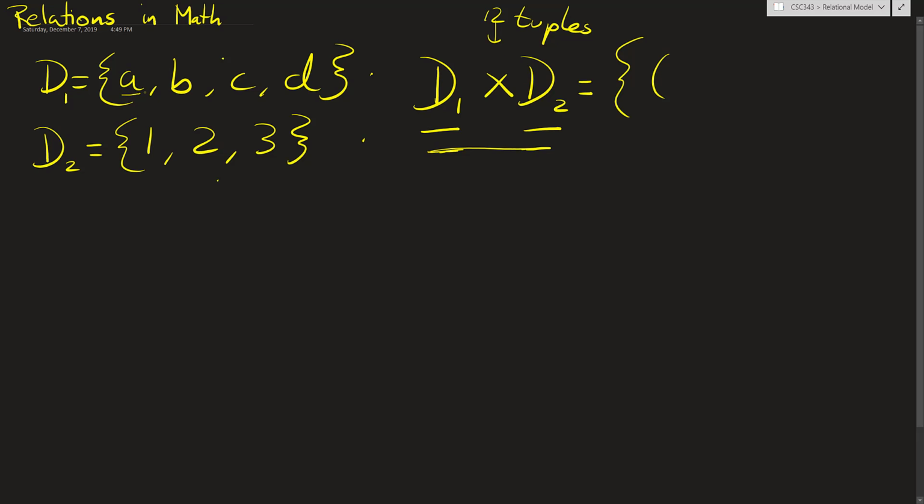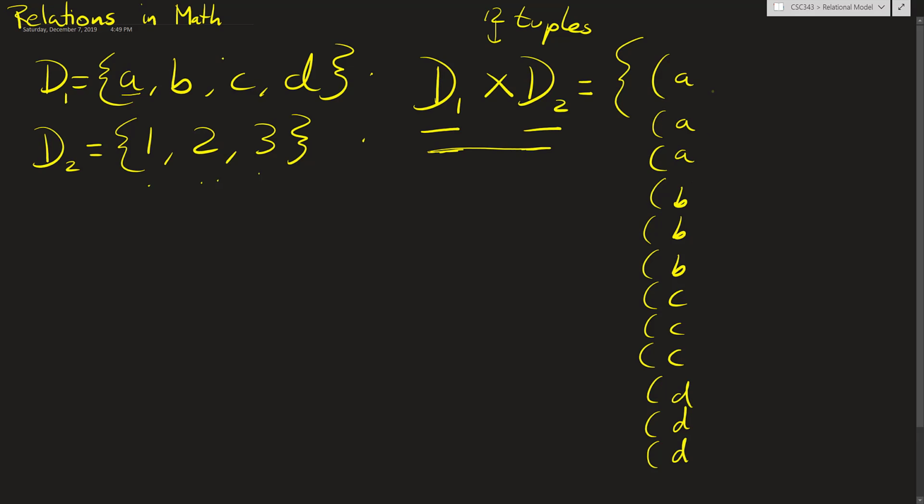We can have the first element from D1, A. How many of those are there going to be? Well, there's one for 1, one for 2, and one for 3. So there's going to be 3 of those tuples: A, A, and then similarly B, and C, and D. So these are all the possible first elements in these tuples.